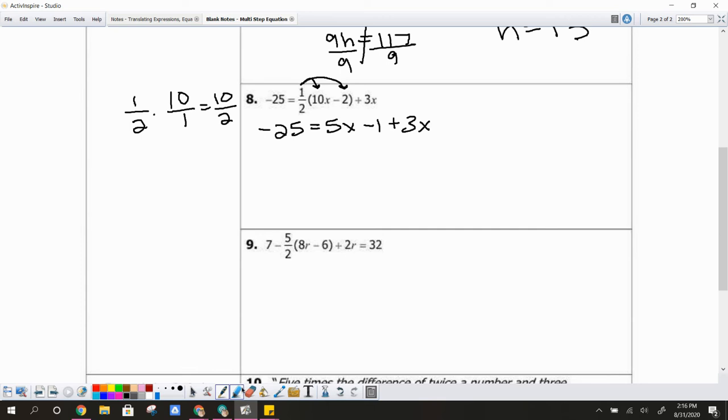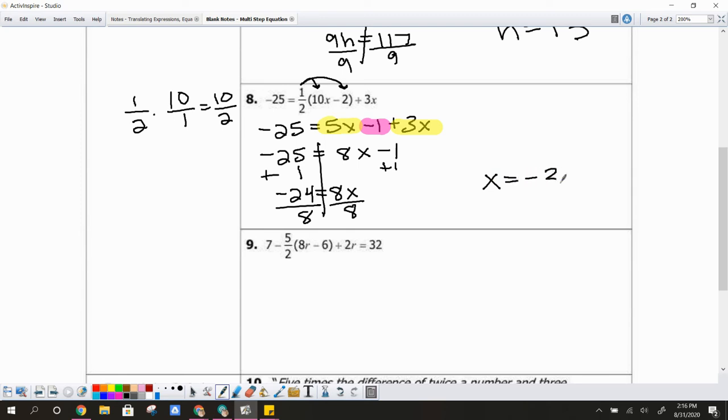Combine your like terms. So I have -25 equals 8x minus 1. Add 1 to both sides. -25 plus 1 is -24 equals 8x. Divide both sides by 8. X equals -3. So what I want you to do is go ahead and pause the video and try number 9.